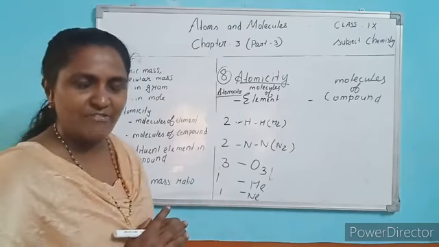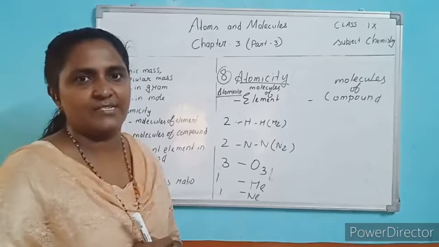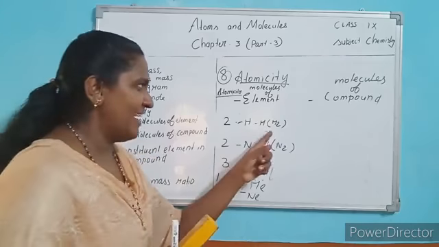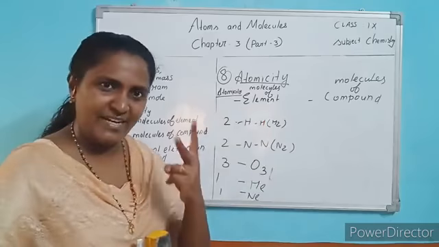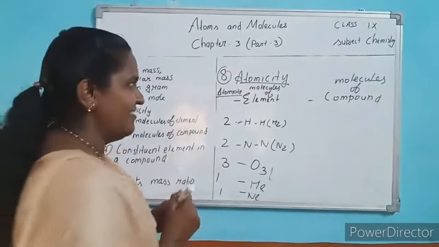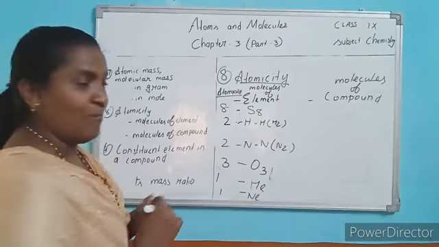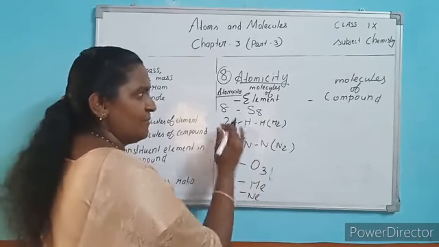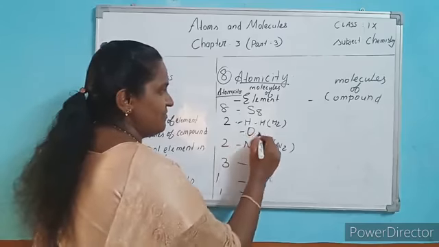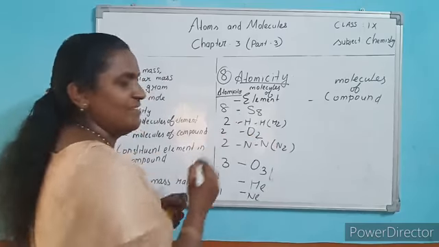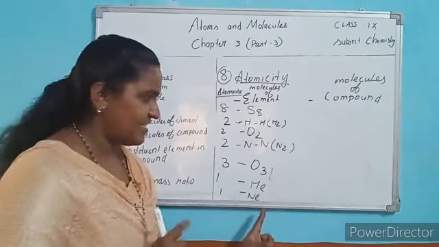Clear now? What is the atomicity of an element? The number of atoms present in one molecule of an element. So molecules of elements can be diatomic or monoatomic. And sulfur is S8, so its atomicity is 8. Phosphorus is P4; P4 or P5 we will study later. Oxygen is O2, so atomicity 2. Understood? This comes under polyatomicity, this under diatomicity, this under monoatomicity.